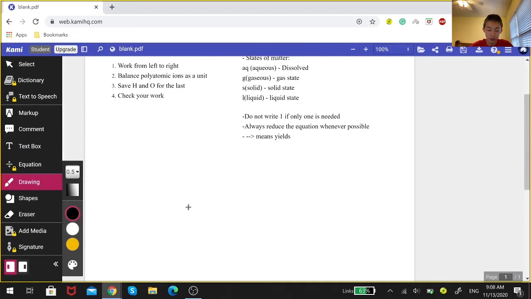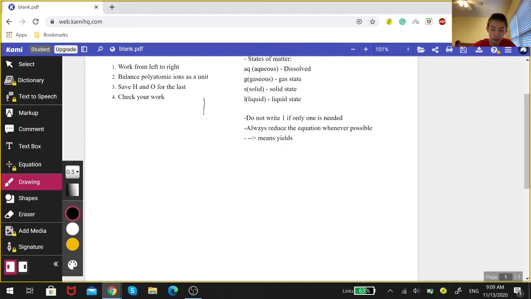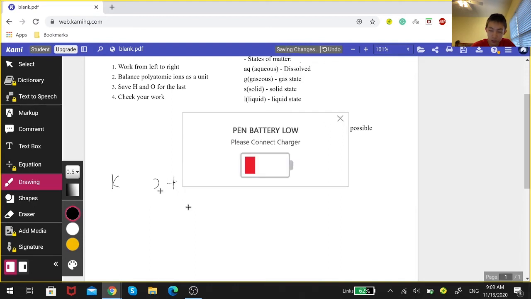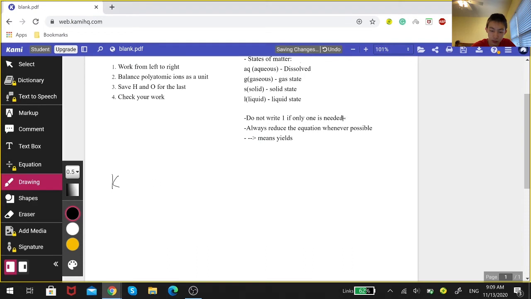We have KI, aqueous, plus Cl2. Cl is chlorine, which is a gas. A gas by itself is always gas. Makes KCl aqueous, plus I2. I is also a gas, and a gas by itself is always gas.